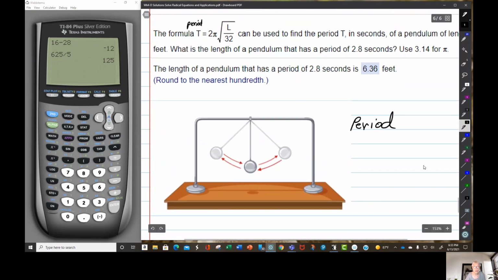Okay, so the period is in seconds. And the length of the wire, that's in feet. So it's a big pendulum. Not a little pendulum like this. So this is going to be in feet. And this will be in seconds. Now, they're telling us that the period of the pendulum is 2.8 seconds.